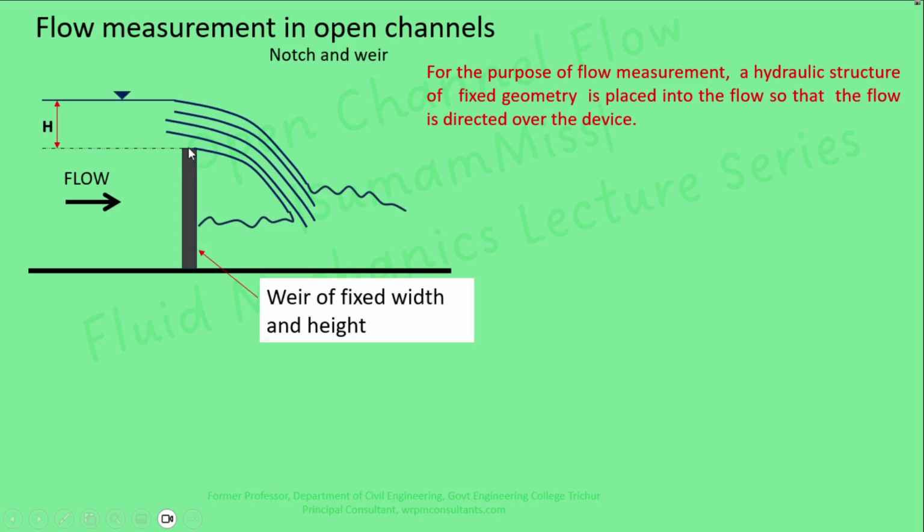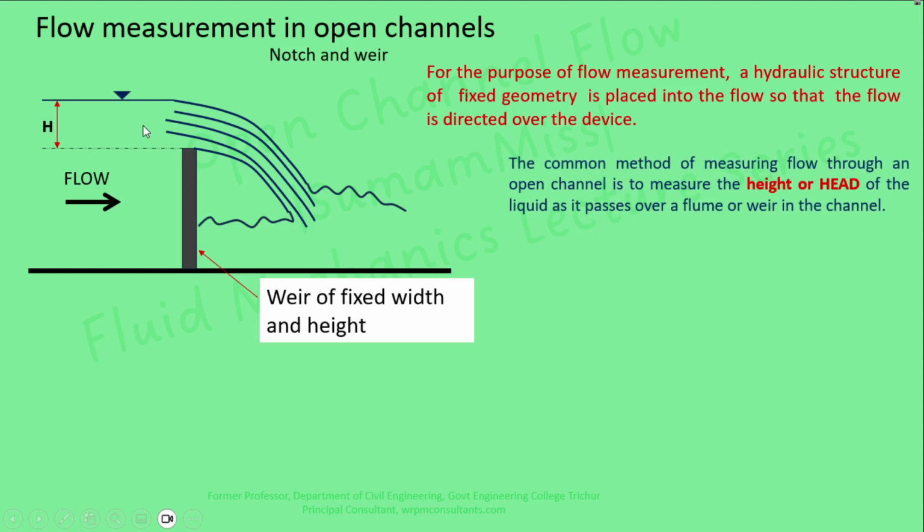The top portion of this weir is called the weir crest. So when a weir is constructed across the river, the flow takes place over the weir crest. When the flow is approaching this weir, the water surface gets curved. The common method of measuring flow through an open channel is to measure this height or head. Since this water surface profile is curved, h is measured at a distance away upstream of this weir.